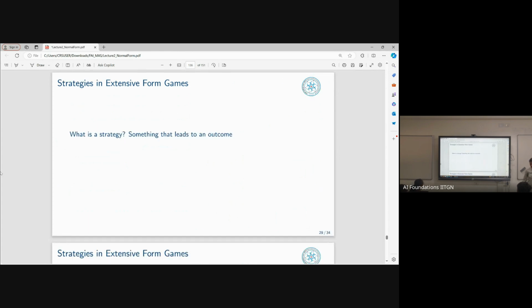So what is a strategy? A strategy is something that leads to an outcome. Keep that in mind. So in normal form, every action led to an outcome because, of course, everybody has to act. After everybody makes an action, you come up with an outcome. But in extensive form, that's not the case. You keep making actions at every point in time. So all of that has to be factored in before you think of what the outcome or your strategy is.